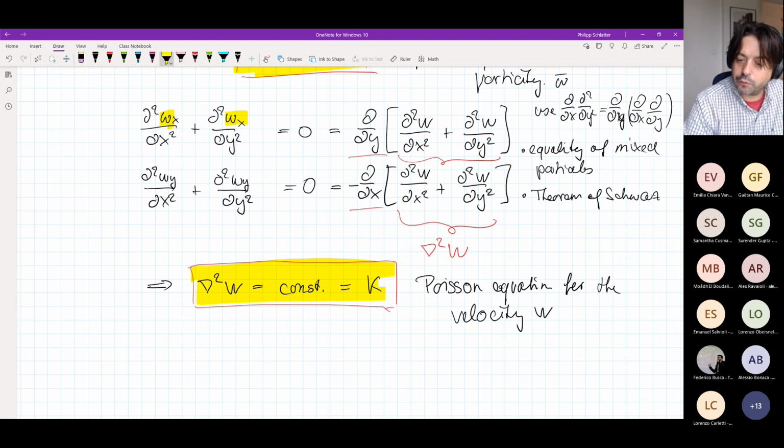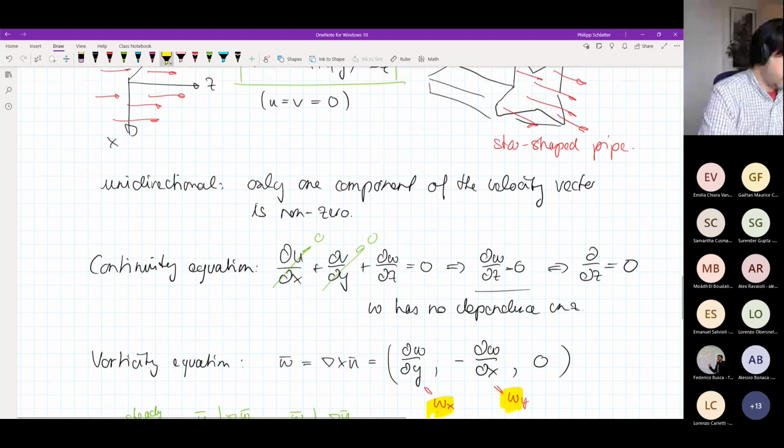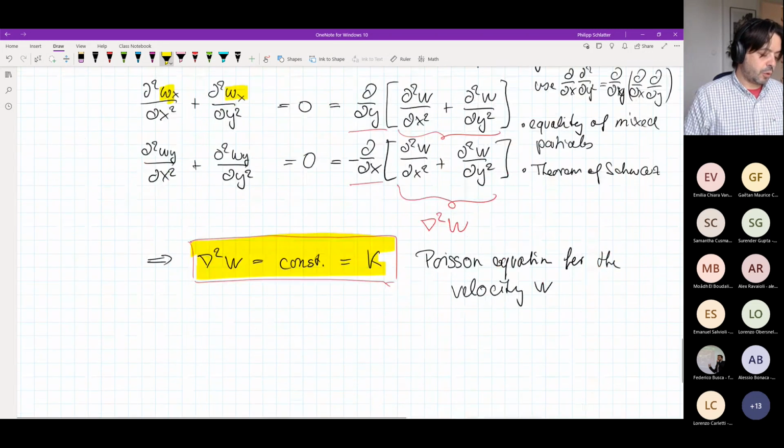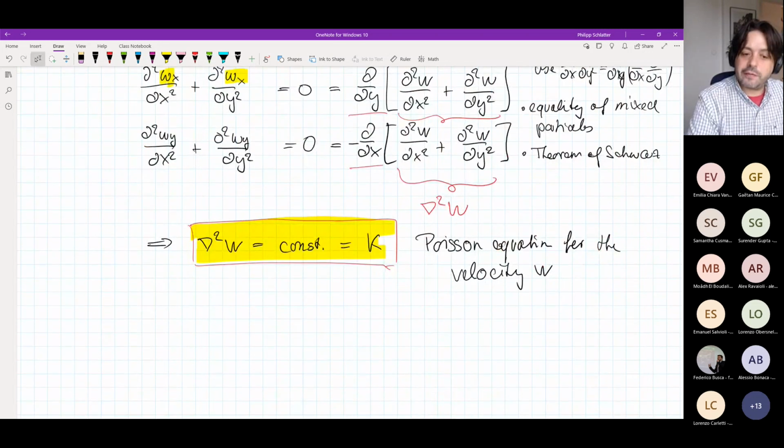So if we now want to solve for the velocity field, if we want to know what this w of x and y is, then I just need to solve a Poisson equation with a specific k. So it's a Poisson equation, it's not Laplace. So that means that there may be a non-zero value.